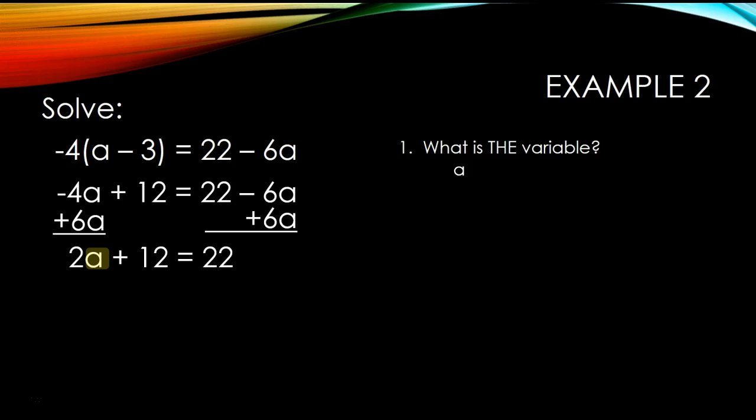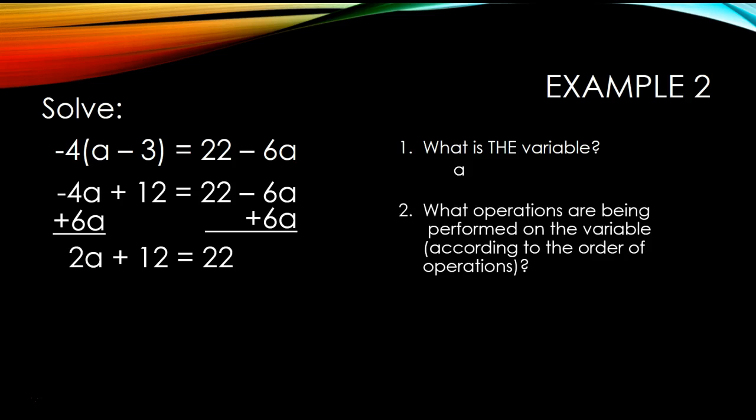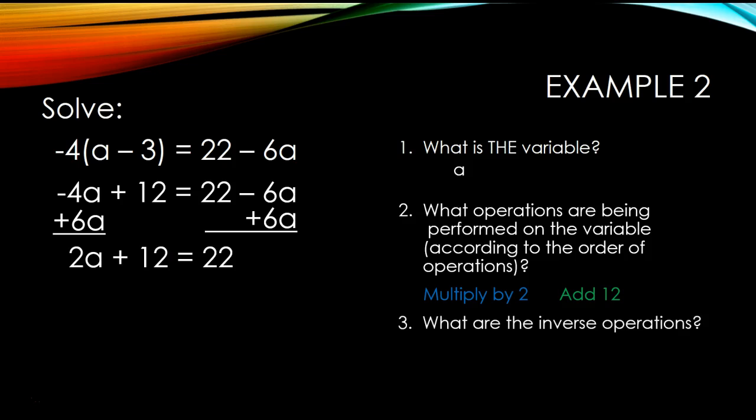So we're ready for our next question. What operations are being performed on the variable according to the order of operations? So I see a multiply by 2 and an add 12. According to the order of operations, multiply by 2 is first, adding 12 is second. So when we're considering the inverse operations, we're going to do that in the reverse order. We're going to undo add 12 by subtracting 12. We're going to undo multiply by 2 by dividing by 2.